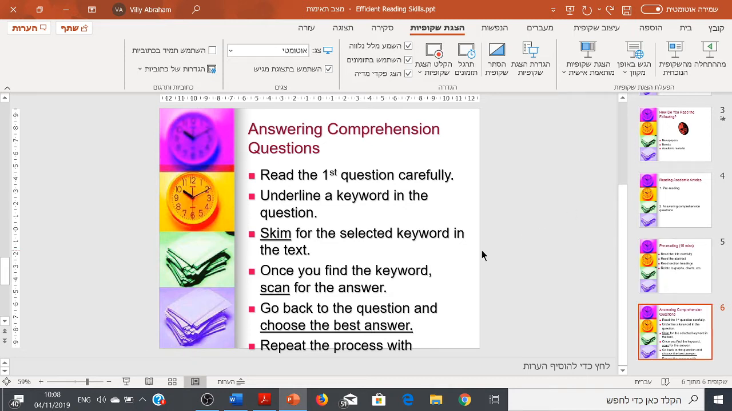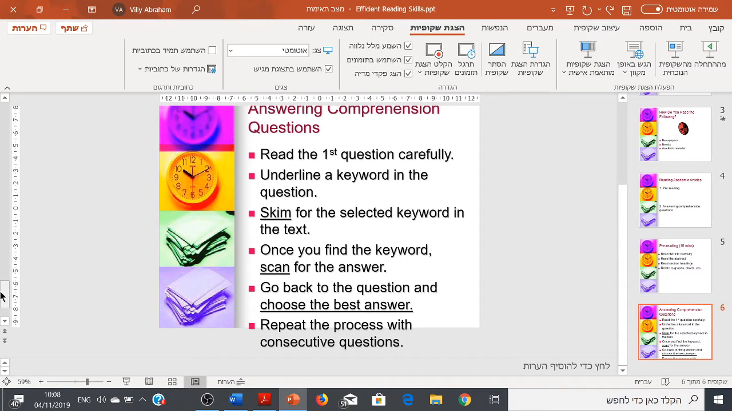After skimming and scanning, you go back to the question and you choose the best answer. If it's a multiple choice question, then you choose what the best answer is, usually from four options. And if it's an open-ended question, then you would just copy the sentence or the words which answer the question. In some cases, you're asked to use your own words. In that case, you would have to paraphrase. After choosing your answer, you repeat the process with all other questions, meaning you go to the next question, you underline a keyword, you skim, scan, choose the best answer, etc.